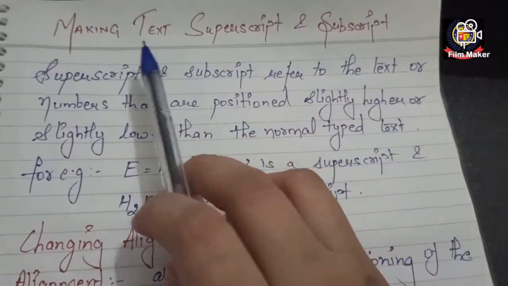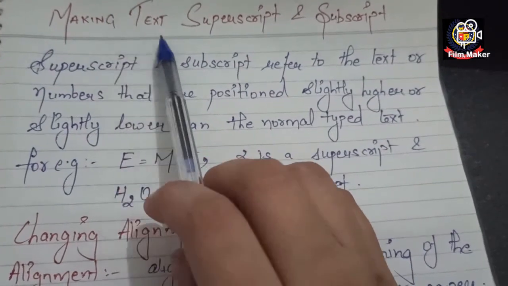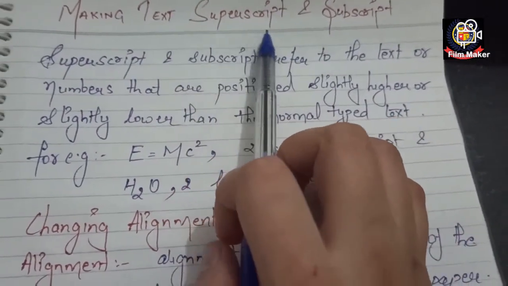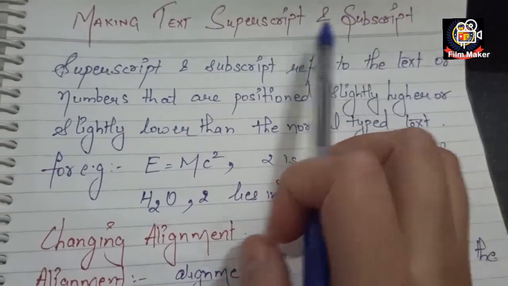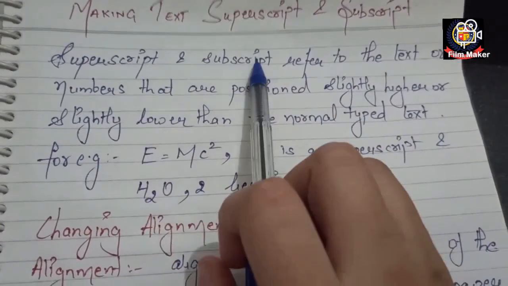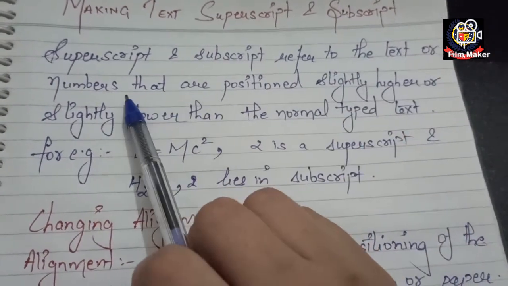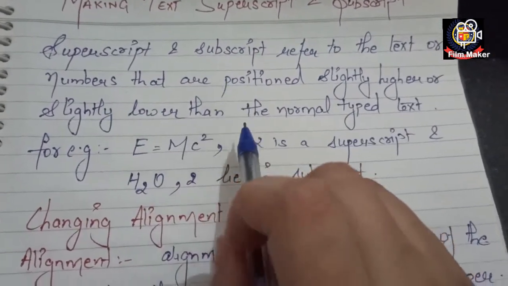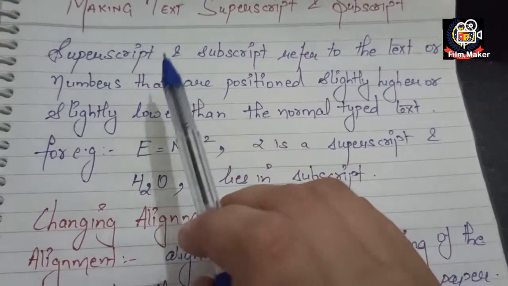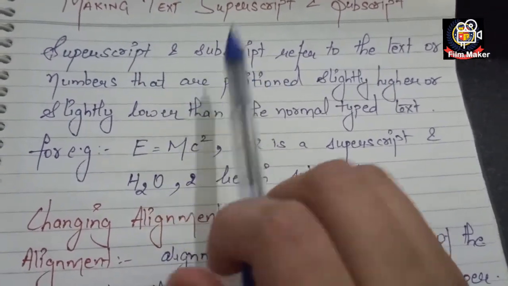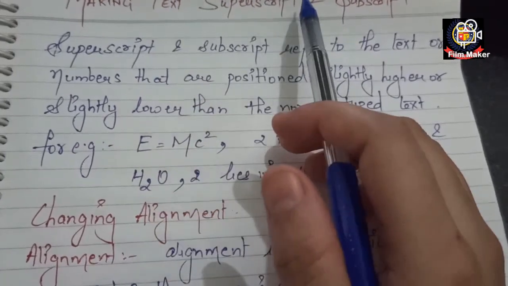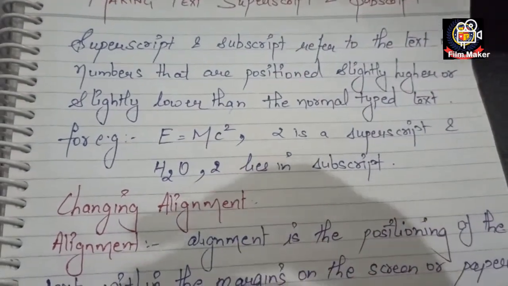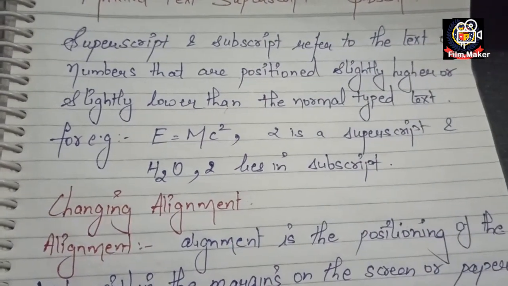Yes students, now we're going to discuss our next topic, that is making superscript and subscript. Okay, so what is the meaning of superscript and subscript? Let's talk about that first of all. Superscript and subscript refer to text or numbers that are positioned either slightly higher or slightly lower than the normal type text.